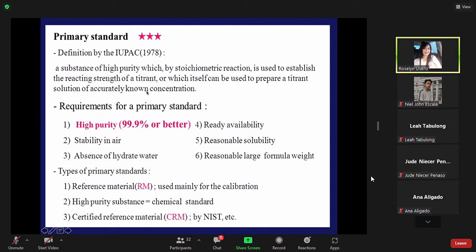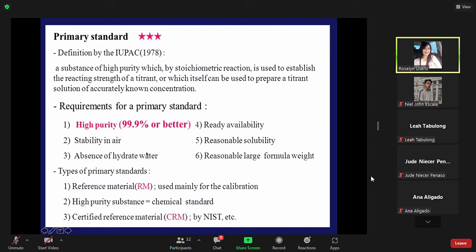Okay, so the requirements are, as we have discussed, high purity, 99.9% or even better. But it's hard, though, I don't know if anyone has seen 100% so far. Usually it's 99.9%. Next, again, stable in air, absence of hydrate water.